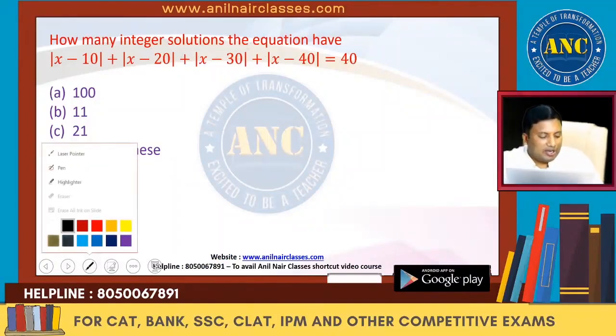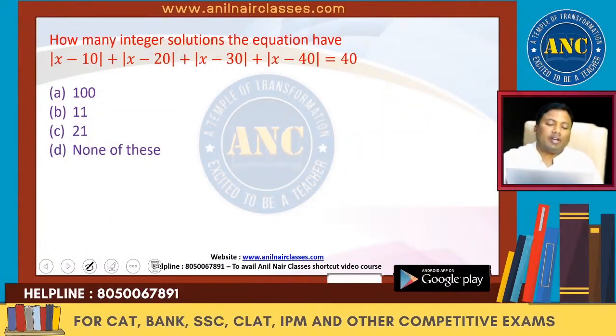Next one, listen carefully. |x − 10| + |x − 20| + |x − 30| + |x − 40| = 40. How many integral solutions will satisfy this equation? Now, how to solve this kind of question?